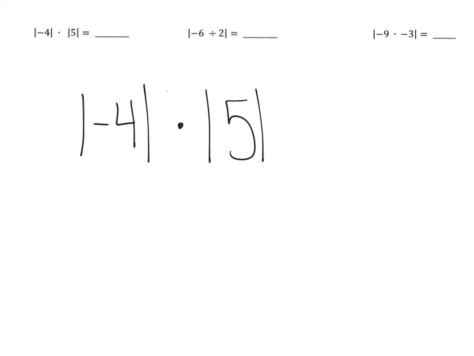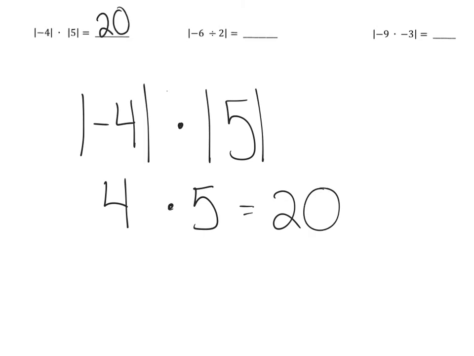So the absolute value of negative 4 is going to be a positive 4 times the absolute value of 5, which is 5, which actually gives me a 20. And it's a positive 20.